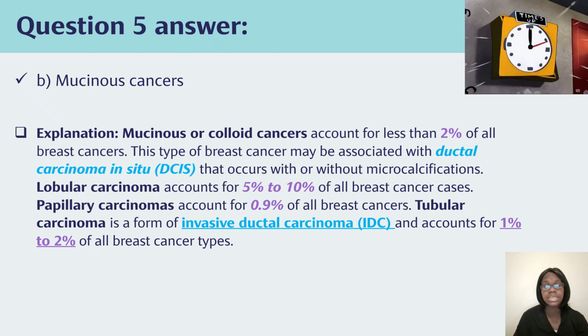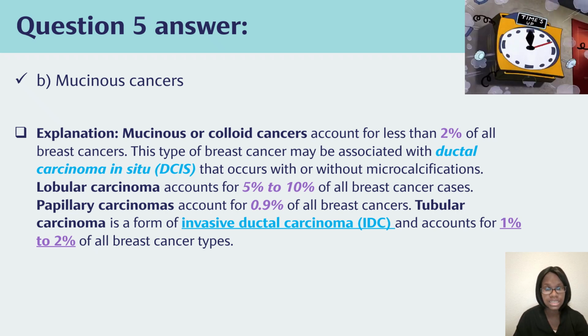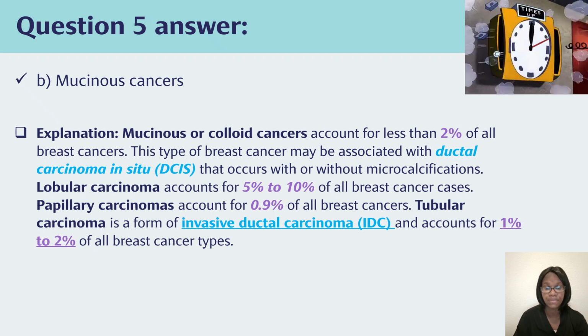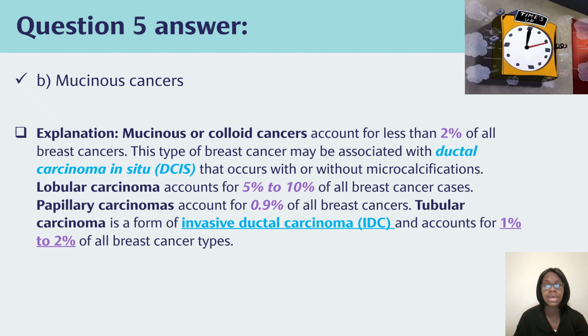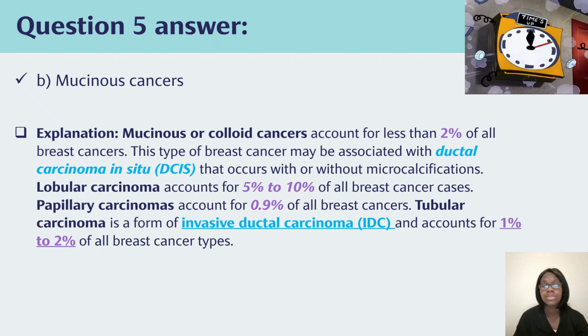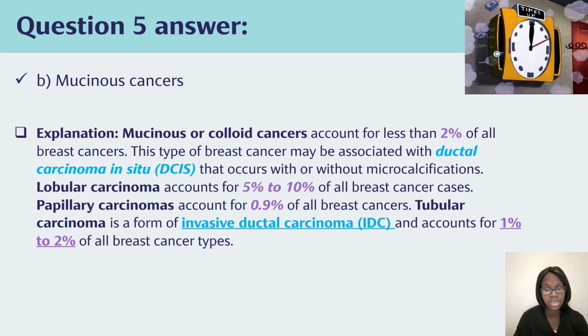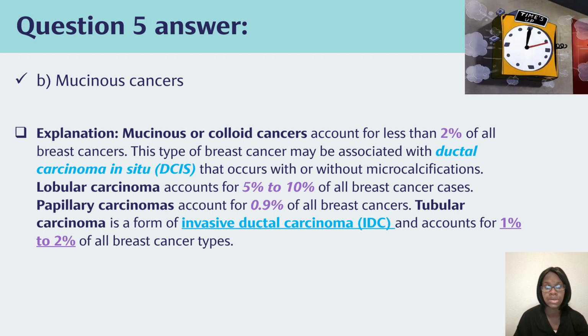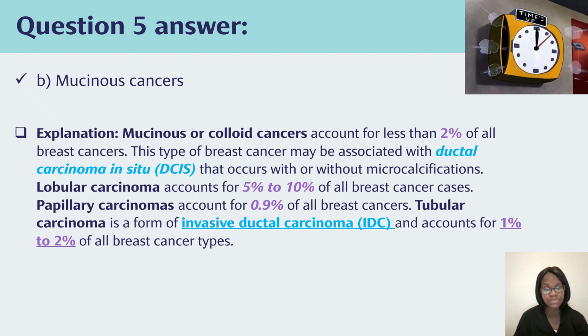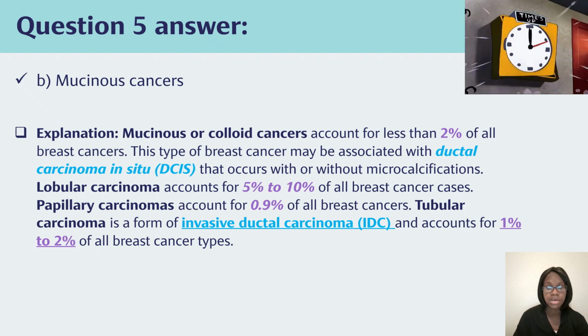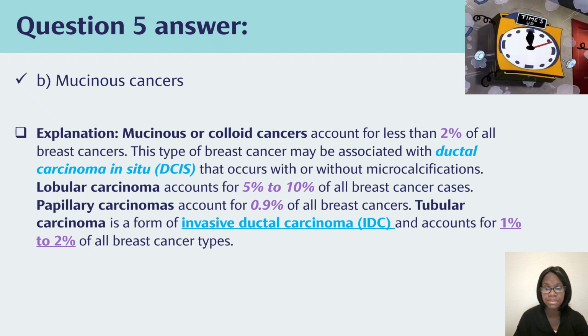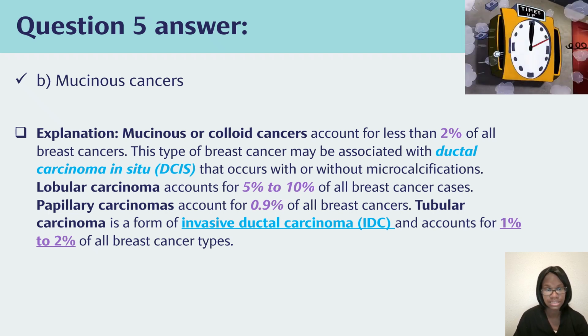Okay, the correct answer is mucinous cancers. Mucinous or colloid cancers, whichever one you see, if asked, account for less than 2% of all breast cancers. So mucinous is the same thing, or it may be referred to as colloid cancers. This type of breast cancer may be associated with ductal carcinoma in situ, or DCIS, that occurs with or without microcalcifications. Lobular carcinoma accounts for 5% to 10% of all breast cancer cases.